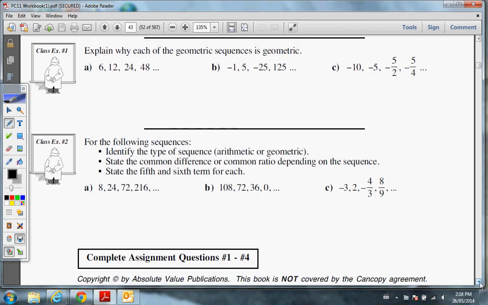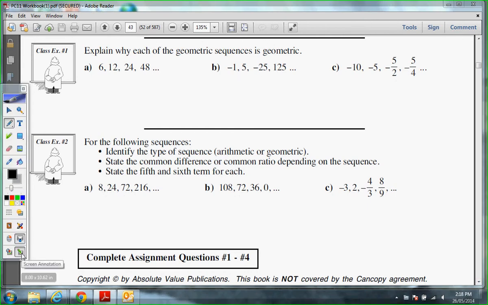Example 1. Explain why each of the following are geometric sequences. Let's figure out what their common ratio is, and if it has a common ratio, then it's geometric. So I'm going to go 12 over 6. That's T2 over T1. I also have 24 over 12. All I need to do is 2. T3 over T2, I get 2. So r equals 2. So it's geometric because it's multiples of 2.